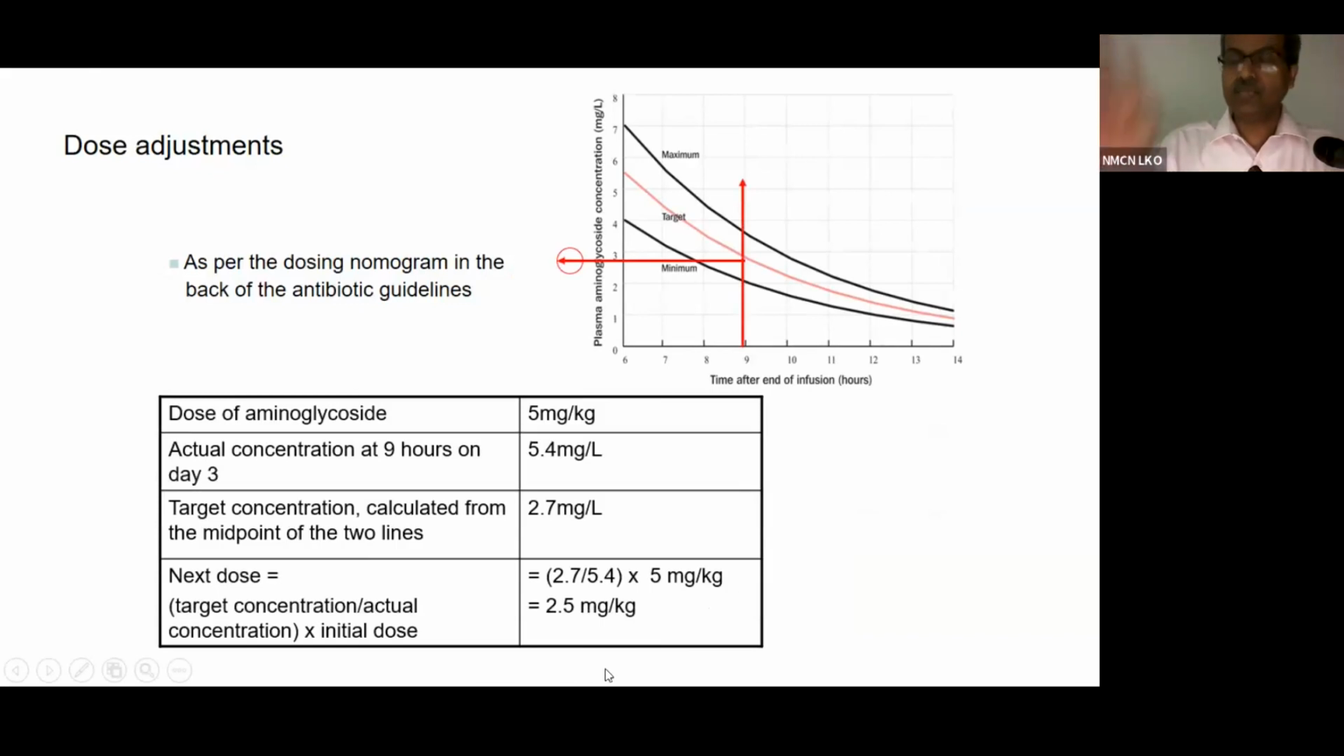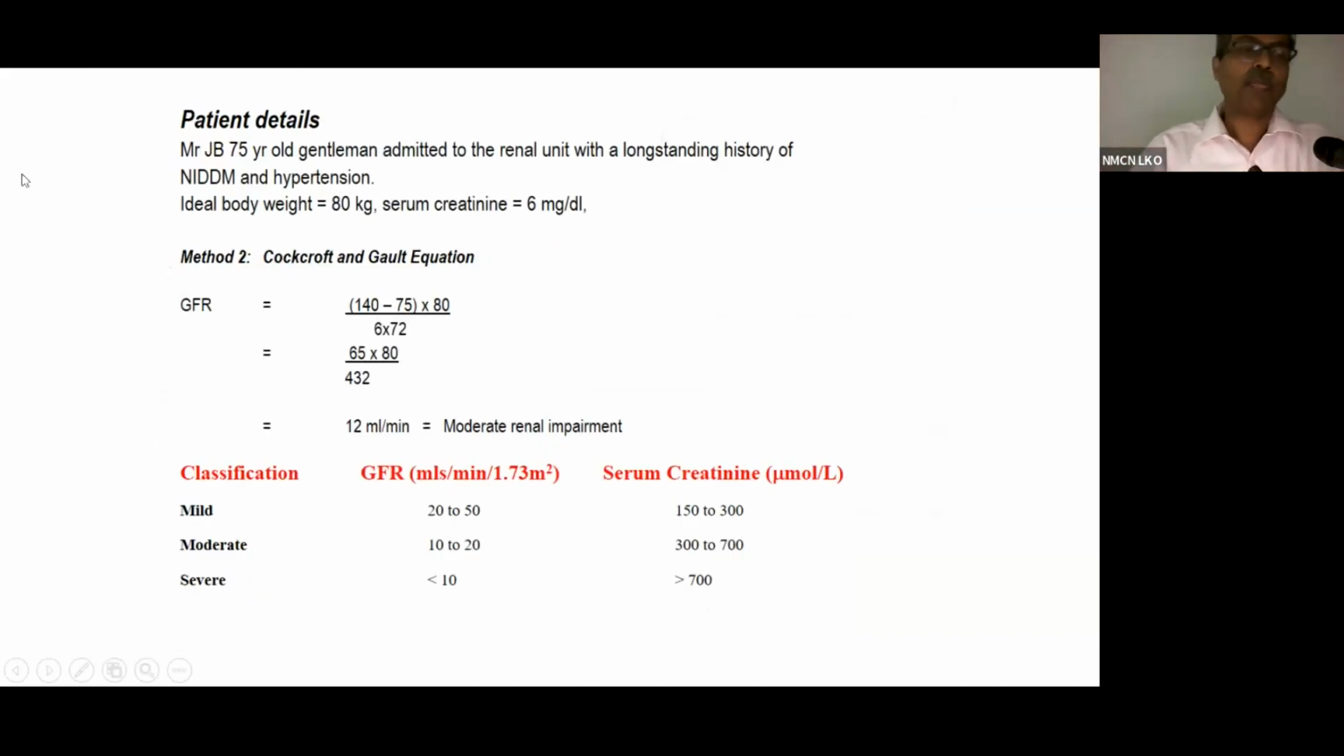There are different ways that I have already talked about, so I'm just giving one example. Mr. JP, a 75-year-old gentleman, was admitted to the renal unit with a long-standing history of type 2 diabetes and hypertension. Ideal body weight was 80 kg, serum creatinine 6. Now you have the GFR formula or creatinine clearance formula through the Cockcroft-Gault equation. The GFR comes to about 12 ml per minute.